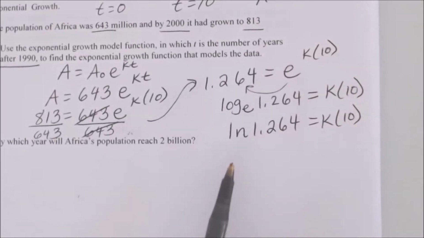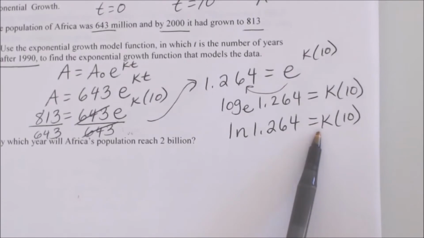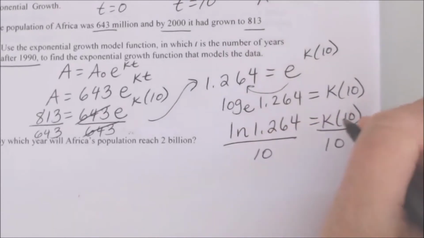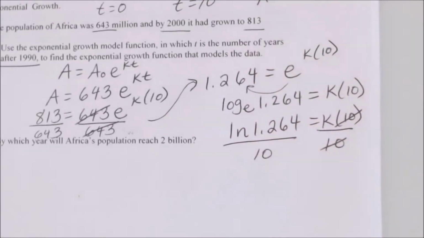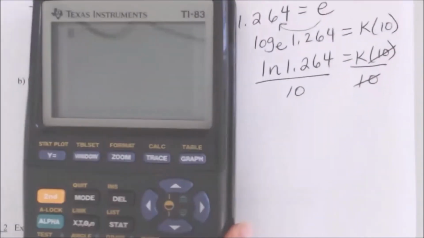Okay, so where am I at? I've got the natural log of 1.264 equals k times 10. And so I'm going to divide by 10 to get the k value. This is where the calculator is really important. I need to get that k value, so let's go ahead and put this into the calculator.